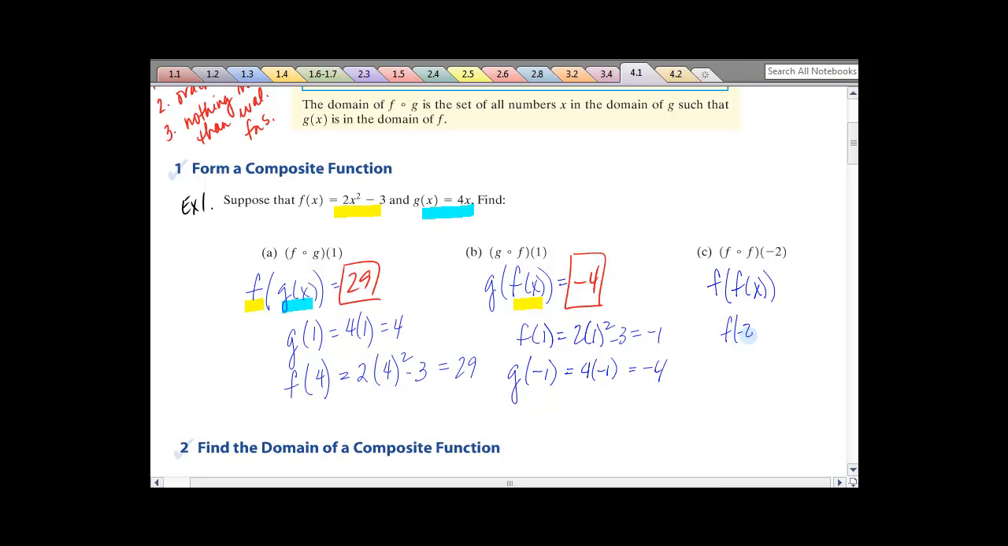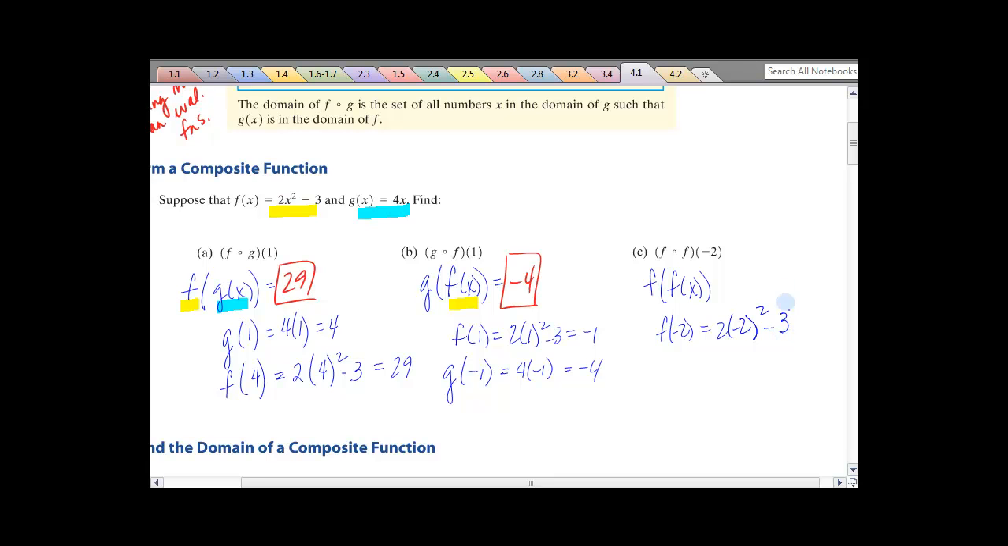So f of negative 2 would be 2 times negative 2 squared minus 3, which gives me, let's see, 4 times 2 is 8, minus 3 would be 5. Now I'm going to evaluate the outside function, which in this case happens to be f again. But this time I'm going to evaluate f at 5. So I say 2 times 5 squared minus 3, and that gives me 47. So when I do the composition here, I end up with the answer 47.